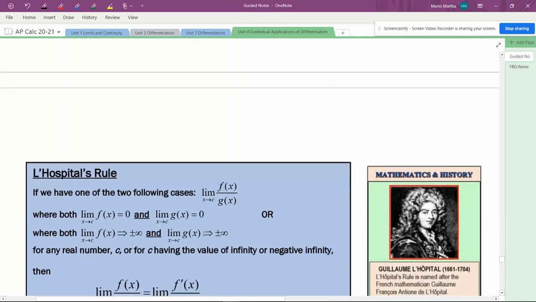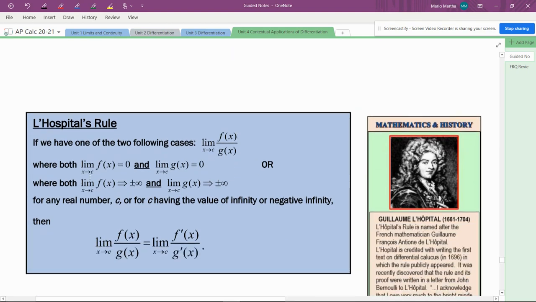So L'Hopital's rule. If we have one of the two following cases, the limit as x approaches c of f of x over g of x, where both the limit as x approaches c of f of x is equal to 0 and the limit as x approaches c of g of x is also equal to 0, or where both the limit as x approaches c of f of x goes to positive or negative infinity, and the limit as x approaches c of g of x goes to positive or negative infinity.